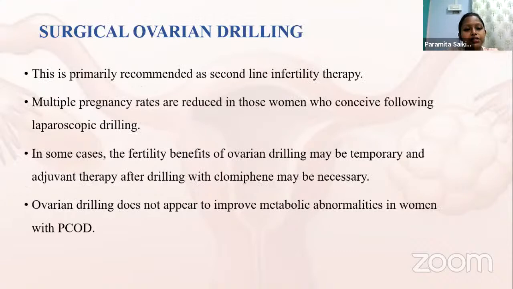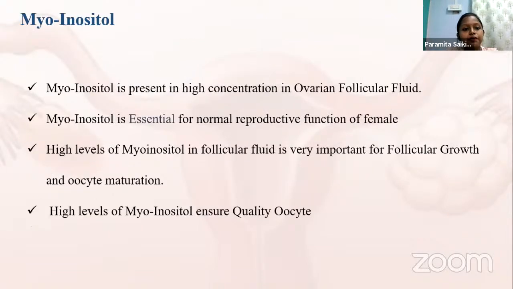Surgical ovarian drilling, this is primarily recommended as second-line infertility therapy. Multiple pregnancy rates are reduced in those women who conceive following laparoscopic drilling. In some cases, the fertility benefits of ovarian drilling may be temporary and adjuvant therapy after drilling with clomiphene may be necessary. Ovarian drilling does not appear to improve metabolic abnormalities in women with PCOD.